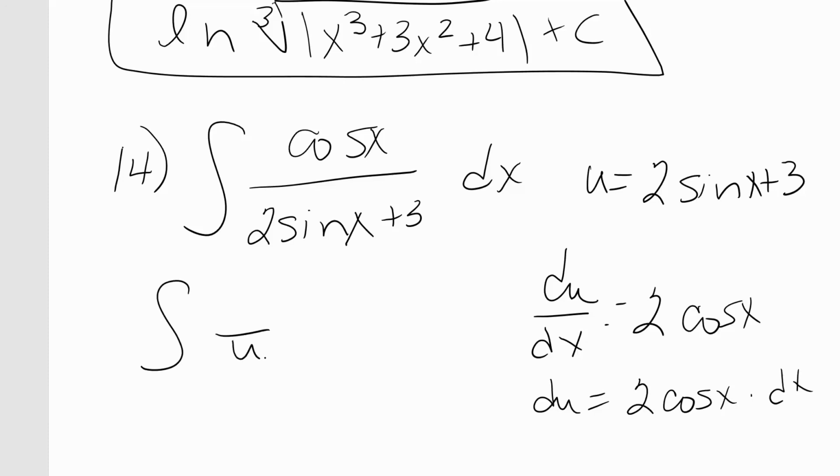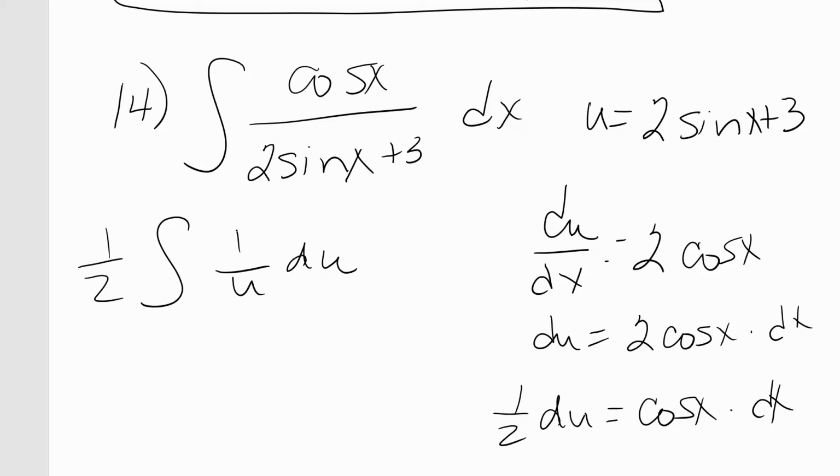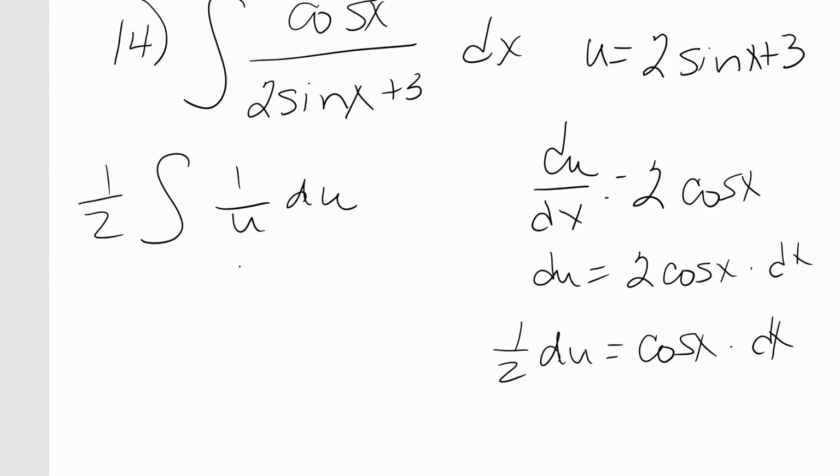So I get my integral. The denominator is u. What I have left is cosine x dx. I want that to match up over here. I just have to get rid of that 2. So I'm going to do 1/2 du equals cosine x dx. So now I can get rid of the cosine x dx and put in 1/2 du. Nothing in the numerator, so we put a 1 there. So now we can go ahead and integrate it.